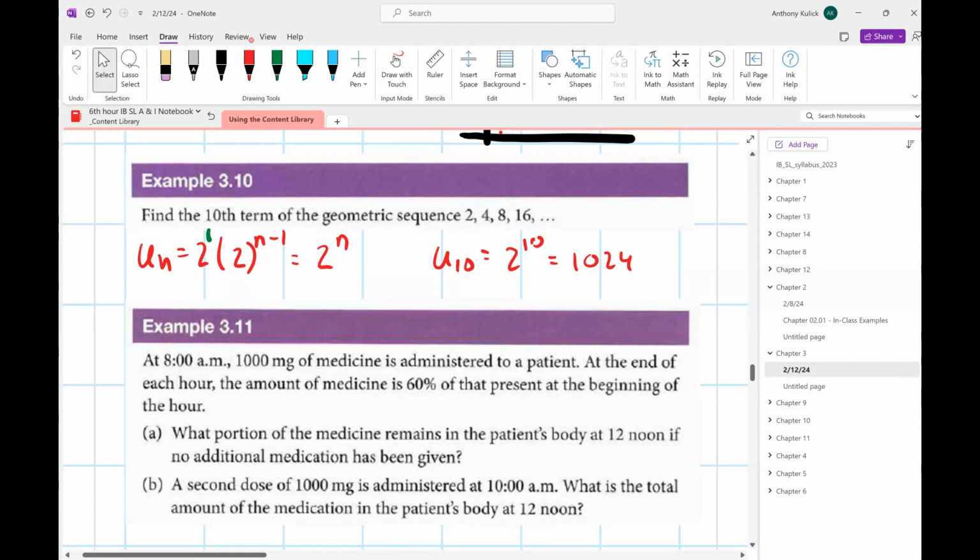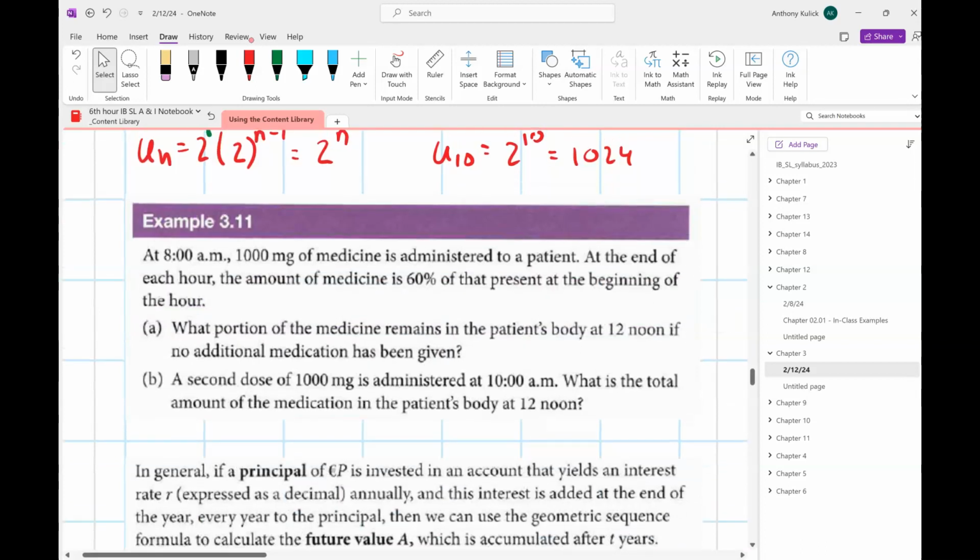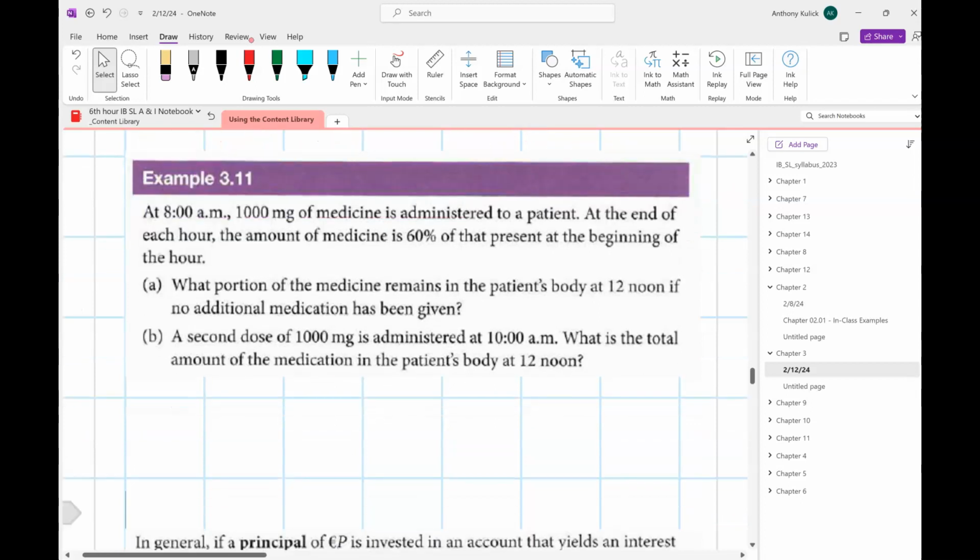Okay. All right. So another example of a place where we can use a geometric sequence to solve a problem. So at 8 a.m., 1,000 milligrams of medicine is administered to a patient. At the end of each hour, the amount of medicine is 60% of that present at the beginning of the hour. What portion of the medicine remains in the patient's body at 12 noon if no additional medicine has been given?